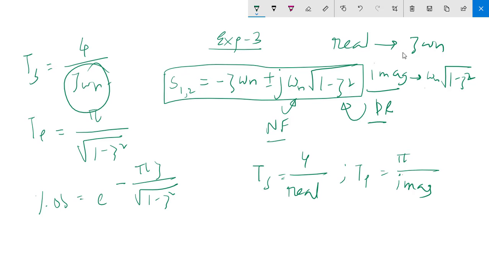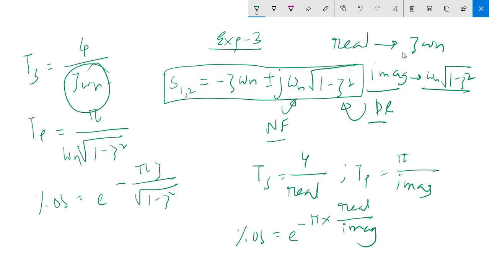You can see the imaginary part is omega n root over 1 minus zeta square. I'm sorry, it is omega n here. So these are basically the same. So Tp is pi by imag, and percent overshoot is actually e to the power minus pi multiplied by real by imag.